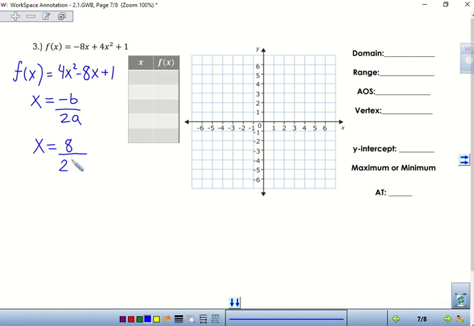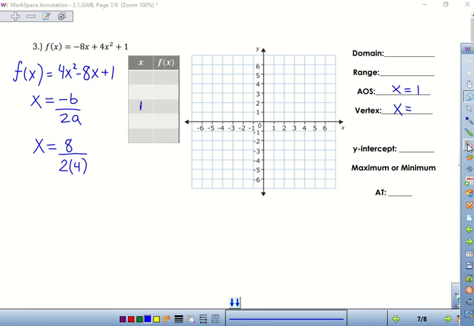Then we have times 2 times 4, okay? Which gives me x equals 1. Does everybody see how that's x equals 1? Oops, I meant to write that up here. Hang on, sorry. So the axis of symmetry is x equals 1. The vertex is 1 comma something. It's always the axis of symmetry for the x, and then we have to go and find the y.